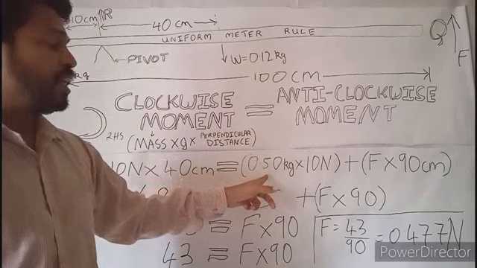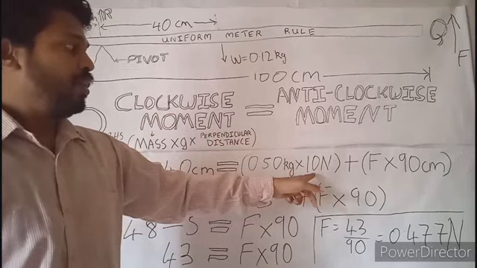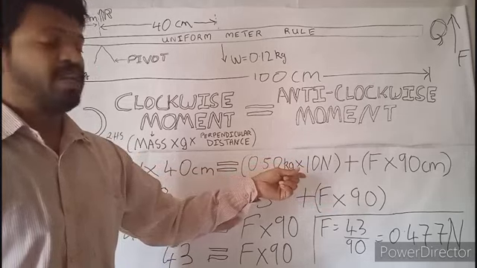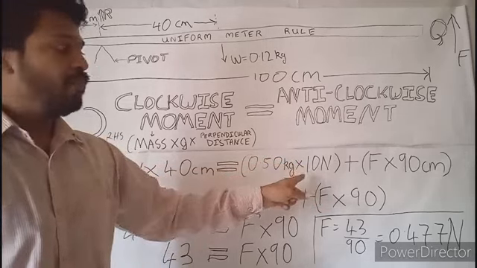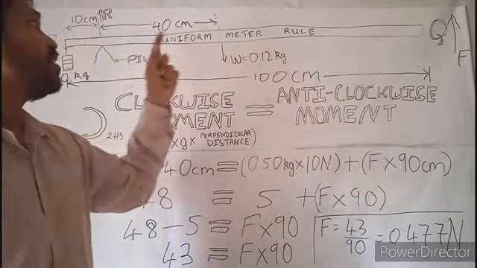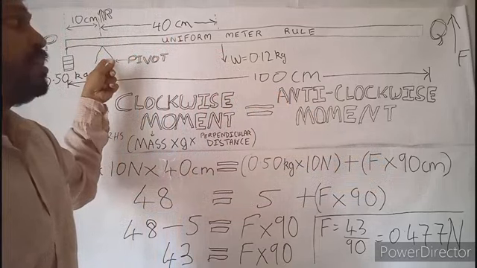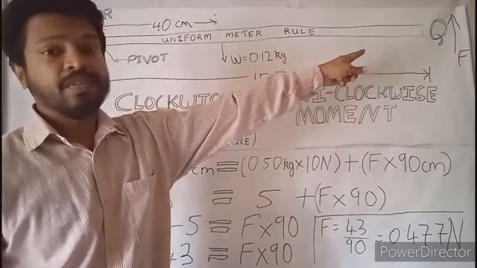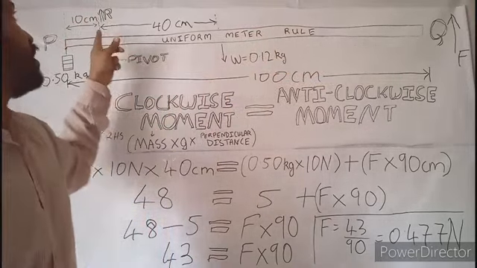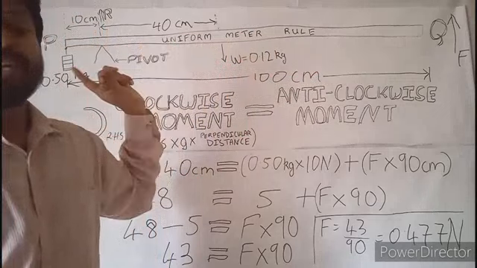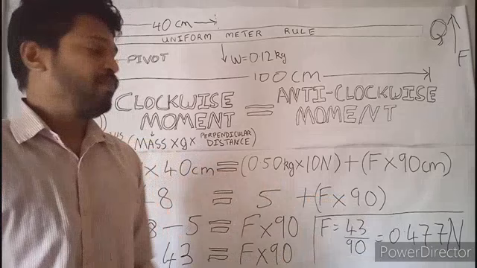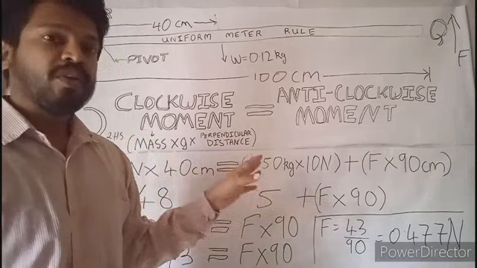So this kg we need to convert into force. We can multiply 0.5 kg into 10 newtons, that is mg, plus the force into the distance. The perpendicular distance would be from here, the pivot, to the end of the uniform meter rule. So from here to the end would be 100 minus 10, you will get 90. That is how you get F into 90. So there are two forces in the anti-clockwise moment.